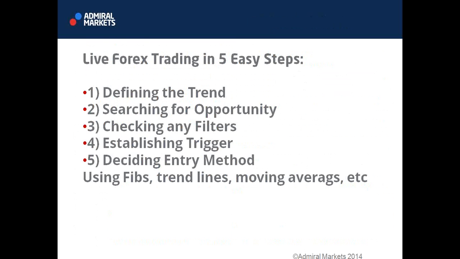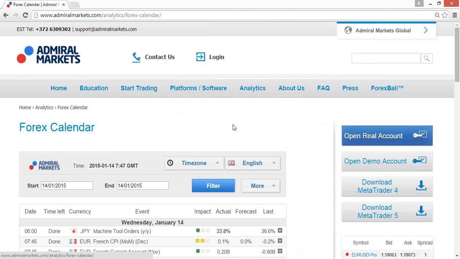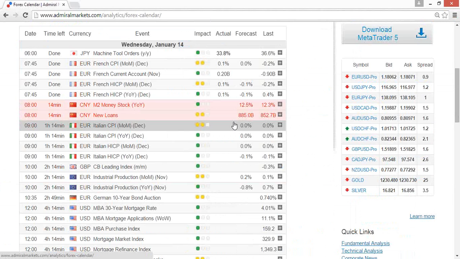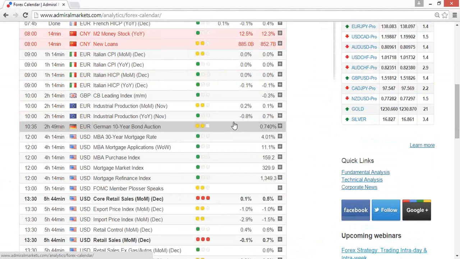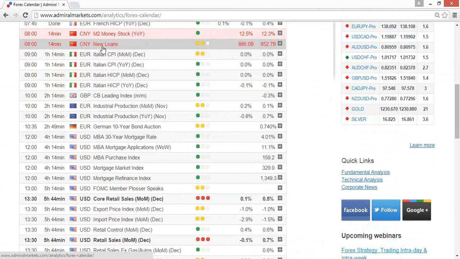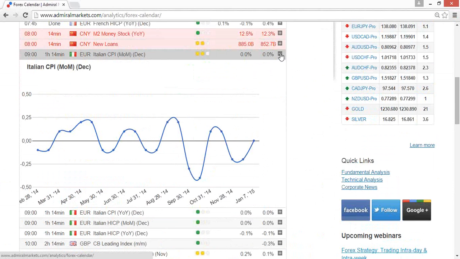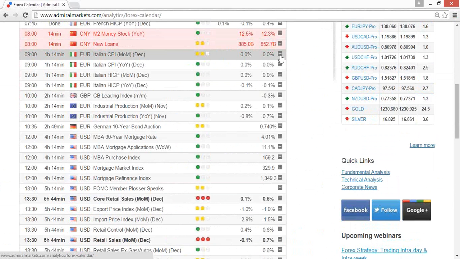So let's take a look at the market and see what's going on at this very point in time. First of all, though, a quick peek at what we have here. We have some lighter and medium news until we get to the USD core retail sales and retail sales. Well, let's see what's going on. We have CPI. That's the consumer number for Italy, and it's expected to be 0. All right, so let's see.